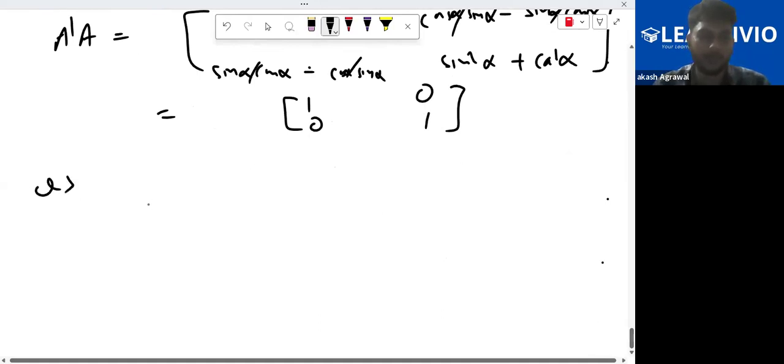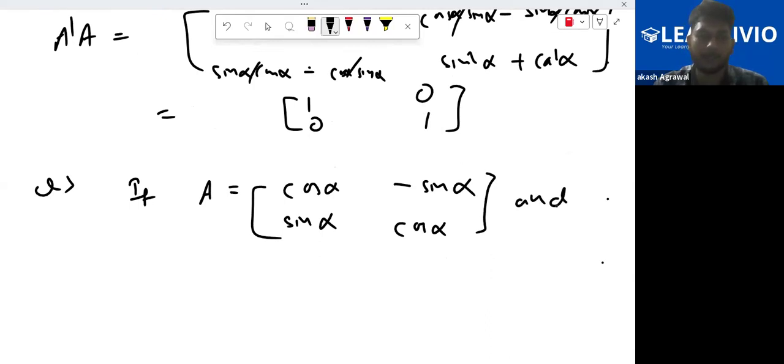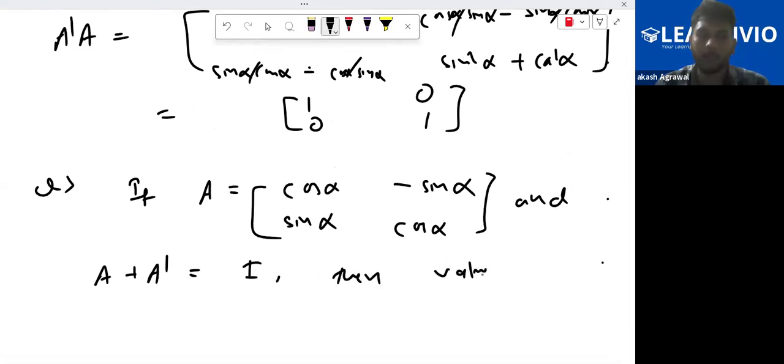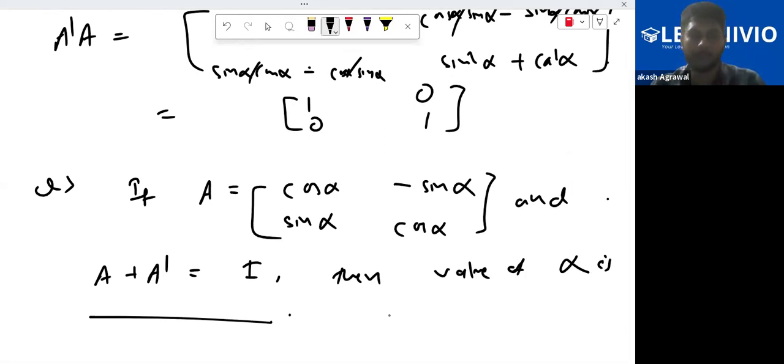Let's solve one more question. If A equals cos alpha, minus sin alpha, sin alpha and cos alpha, and they are saying A plus A transpose is equal to I, then the value of alpha is dash. Okay. Please solve this and give me 2 minutes. I'll be back in 2 minutes. Okay, guys? Yes, sir.